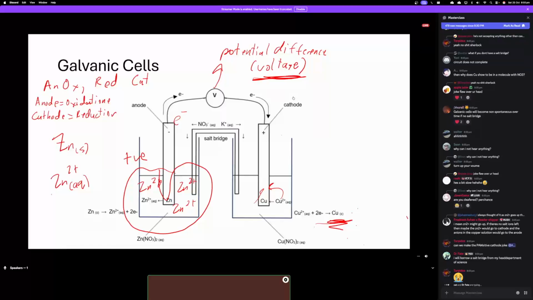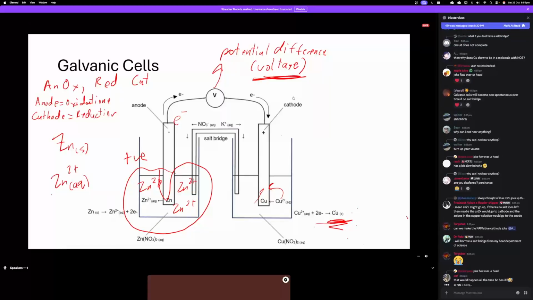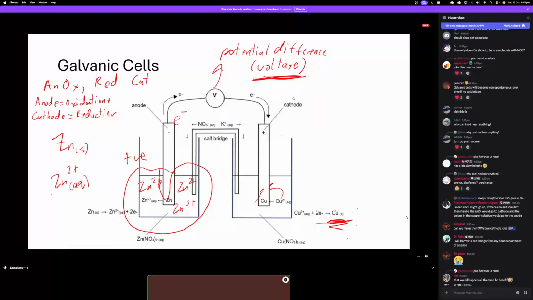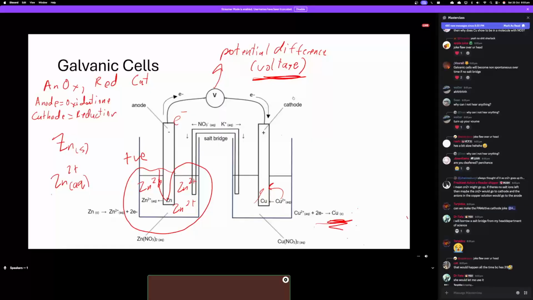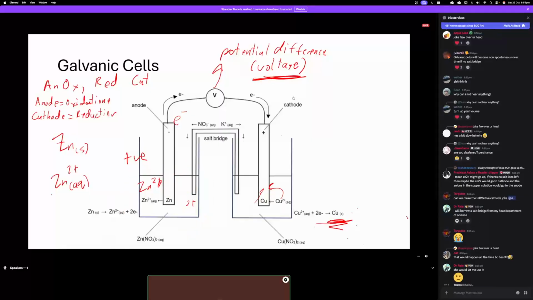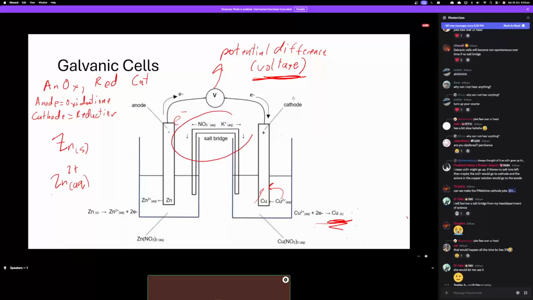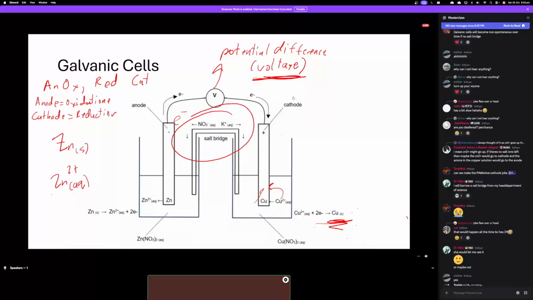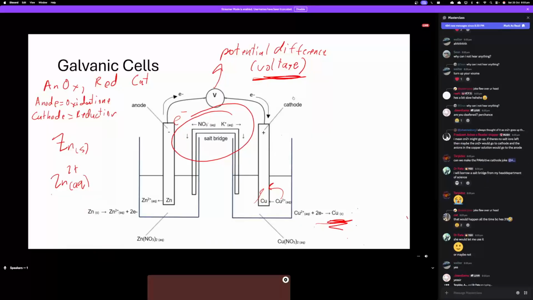I don't know what that is. Okay. Hopefully that is fine. Does the salt bridge make sense to everyone? Is that cool? Okay, okay, okay.